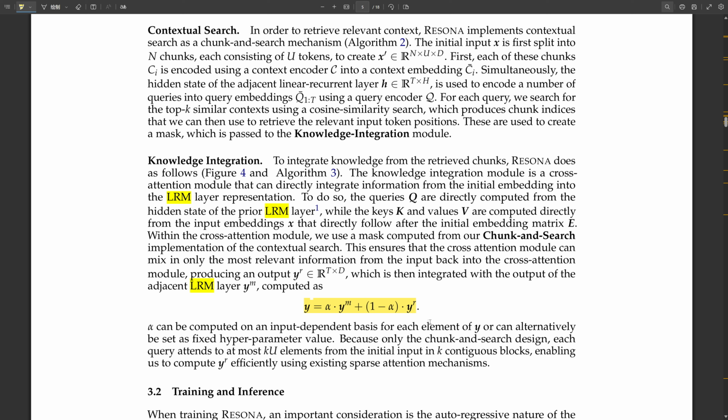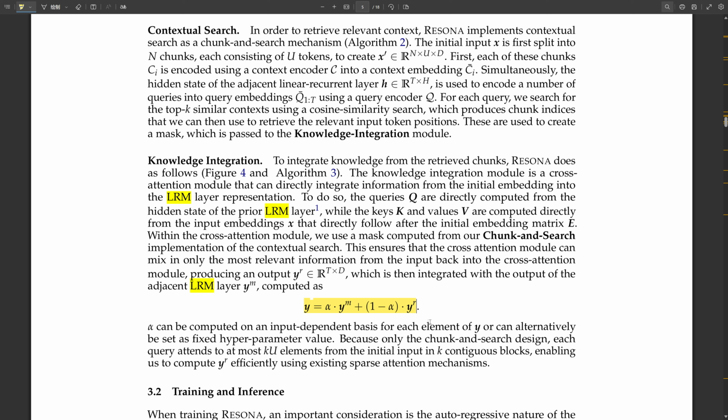And it's designed to be really efficient. Remember how we talked about the importance of parallelism for speed? Well, the beauty of Resona is that all this chunking, retrieving, and integrating happens in parallel with the normal LRM computations. It doesn't add a ton of overhead. So it's getting the benefits of better context handling without sacrificing the efficiency.